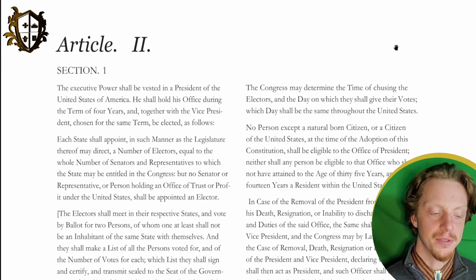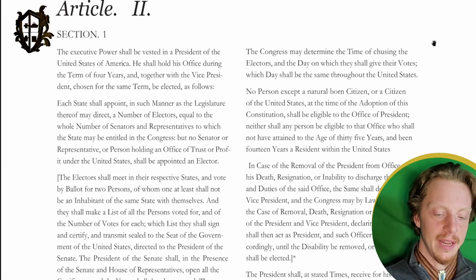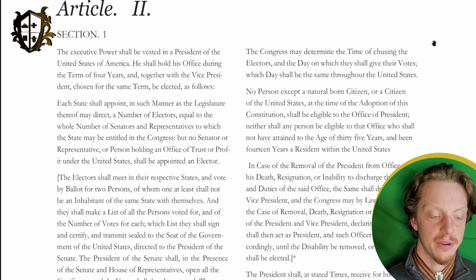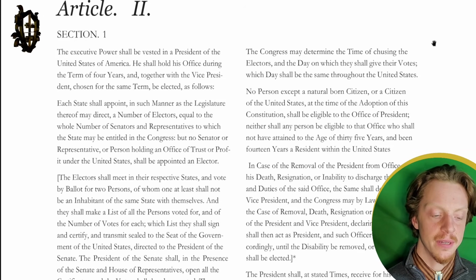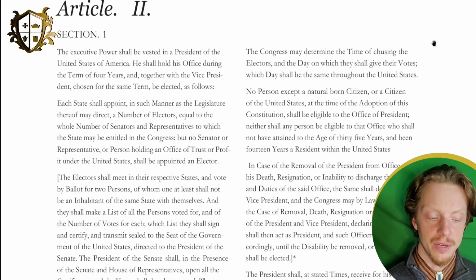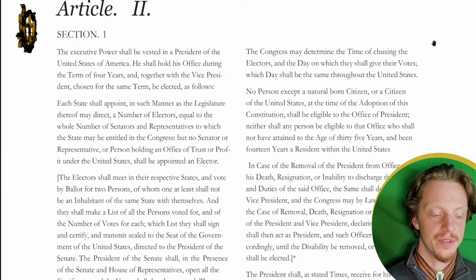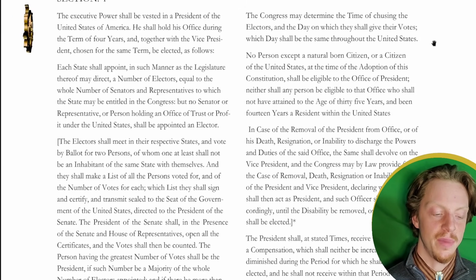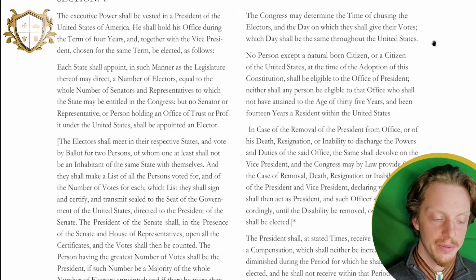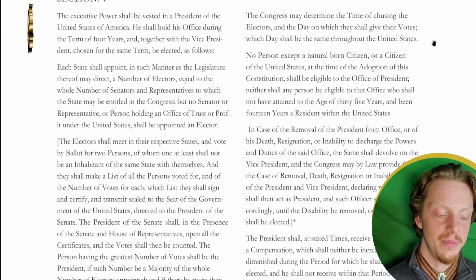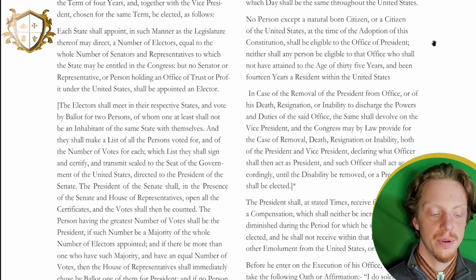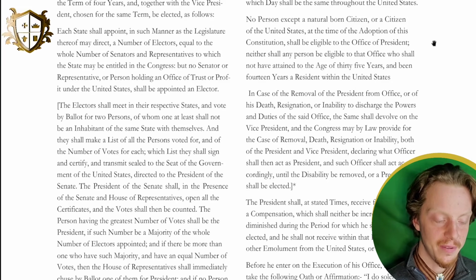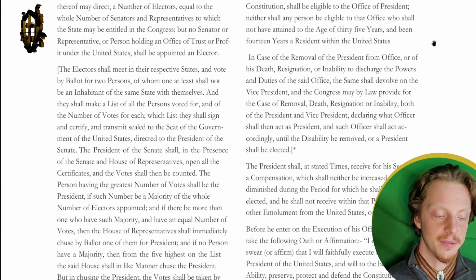So, Article 2 in the U.S. Constitution, the one detailing and forming the executive department. Section 1 says the executive power shall be vested in a President of the United States of America. He shall hold his office during the term of 4 years, and together with the Vice President chosen for the same term be elected as follows. Each state shall appoint in such manner as the legislature thereof may direct a number of electors equal to the whole number of senators and representatives to which the state may be entitled in the Congress. But no senator or representative or person holding an office of trust or profit under the United States shall be appointed an elector.